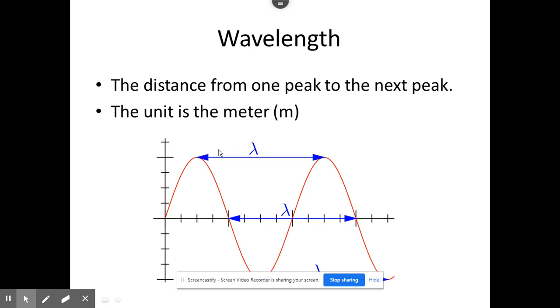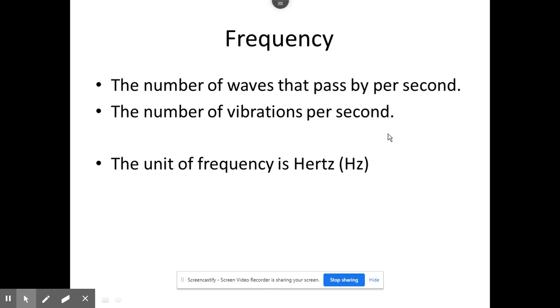Wavelength is the distance from peak to peak, top bit to top bit, and it has a symbol which is the Greek letter lambda, which is basically an upside down Y. Okay, and because it's a distance, the unit of the wavelength is the meter. Now, frequency is the number of waves that pass by every second, or the number of vibrations per second, how many times a particle vibrates, and the unit of frequency is the hertz, shortened to a capital H and a Z.